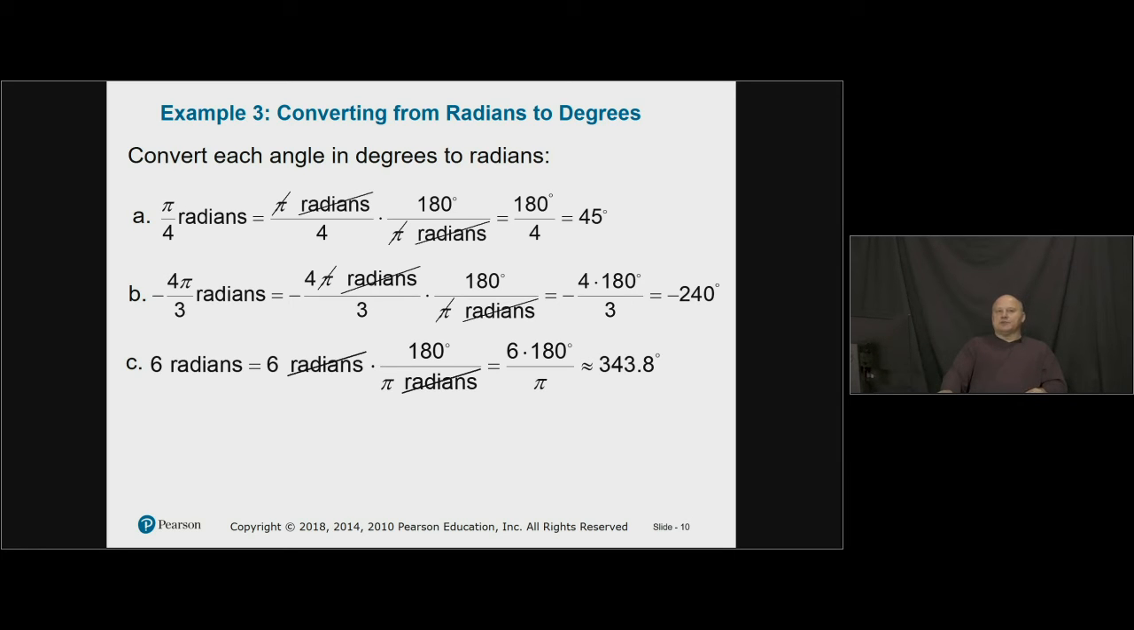So if you notice, sometimes like A and B, there's a pi already in there. And so when you do the conversion, they cancel out really nicely. But in part C, 6 radians, that one doesn't have a pi in it. So, well, what is 6 radians? Well, 6 radians is almost a complete revolution. How do I know that? Because 343.8 degrees is almost 360 degrees, right? So it's not quite a revolution, but it is pretty close.